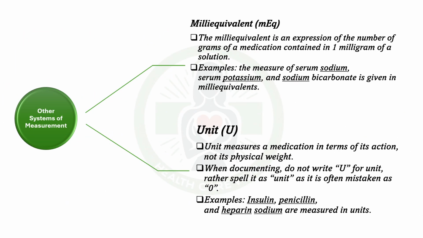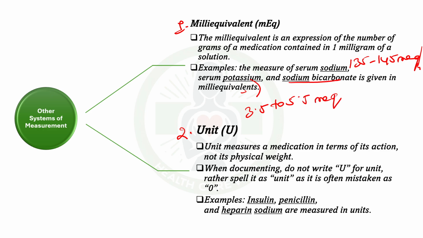Then another system of measurement is milliequivalent. Whenever we document milliequivalents, for example serum sodium, it will be documented as 135 to 145 milliequivalents per liter. If it is potassium, we will document it as 3.5 to 5.5, or sodium bicarbonate, in milliequivalents per liter. This is how we monitor, and that is called milliequivalent.